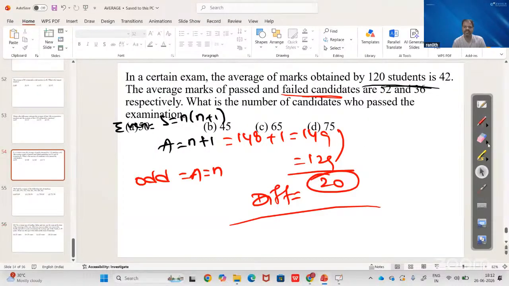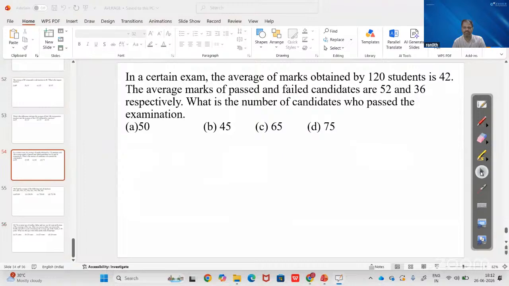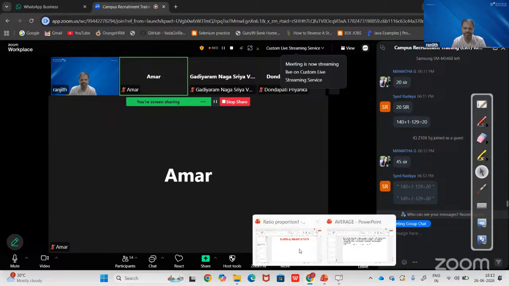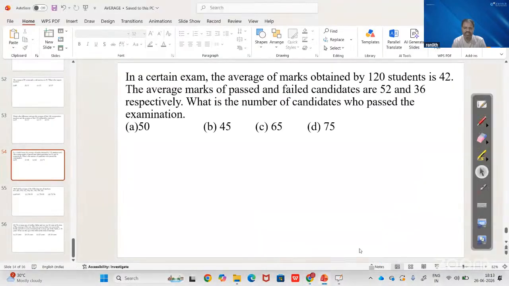Next, what is the answer here? Same again, by using alligation mixture we can find out. Yes. What is the alligation mixture?